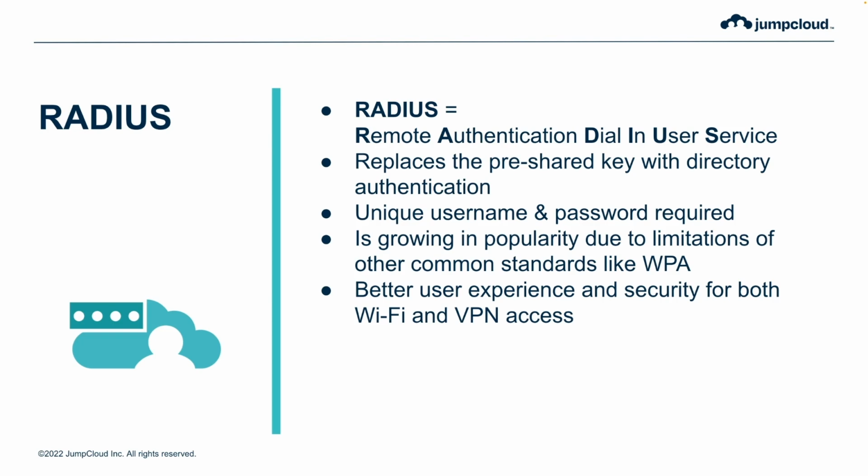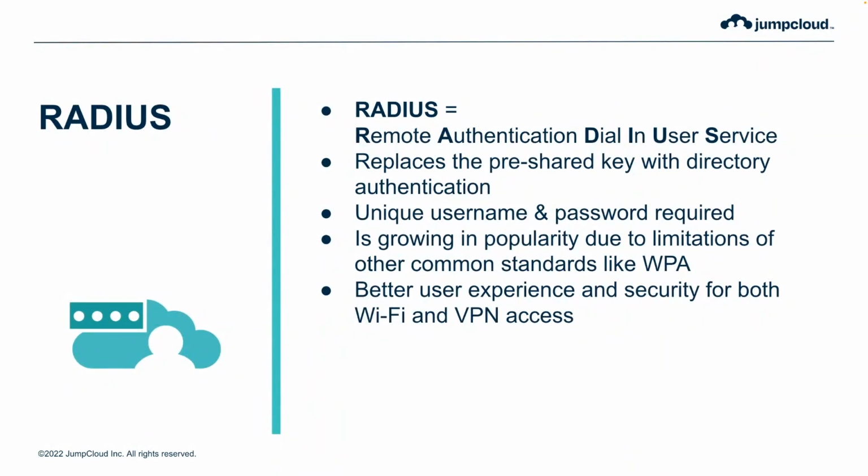What Radius does in practice is it replaces the concept of a pre-shared key, or the password, that we have come to expect with a Wi-Fi network, with authentication instead going against a directory. When a user selects a network to connect to, they are asked to enter a username and password that is tied to the account assigned to them from whatever directory their IT admins are using. This has grown in popularity lately due to the limitations and pain points experienced when using other common standards like WPA for network authentication.